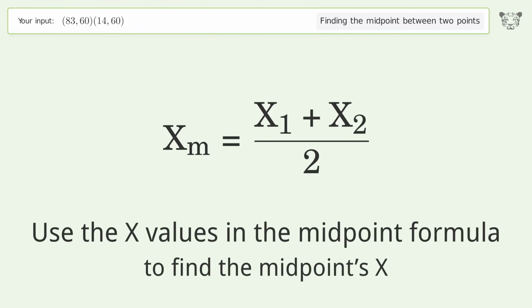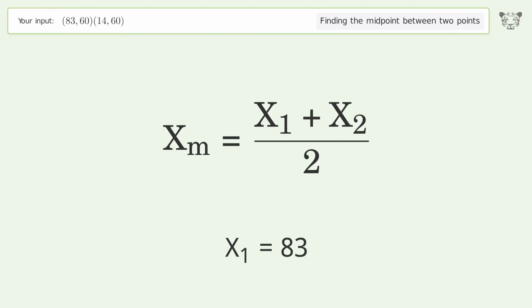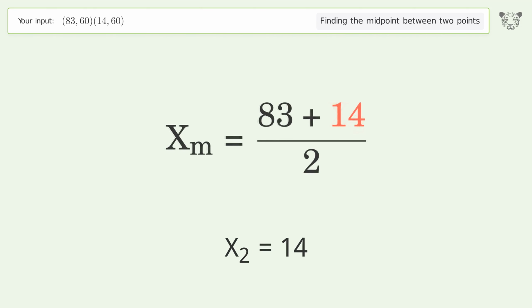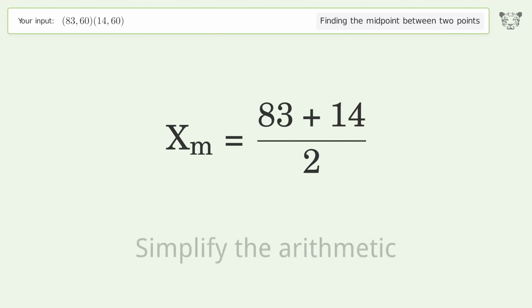Use the x values in the midpoint formula to find the midpoint's x. x1 equals 83. x2 equals 14. Simplify the arithmetic.